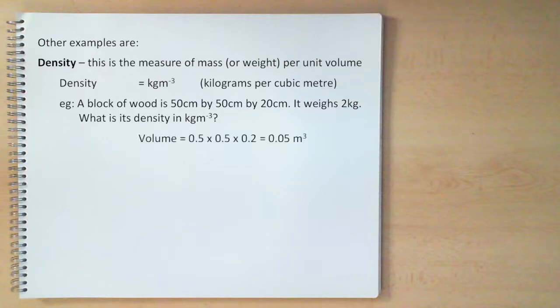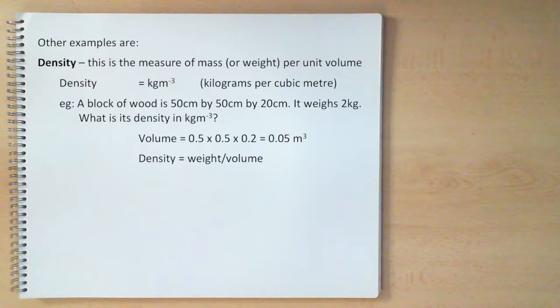Then you can use those revised values to work out the volume, which is 0.5 times 0.5 times 0.2, which equals 0.05 meters cubed. Now density is equal to the weight divided by the volume. Now you either know that, or you can actually work it out from the units, because we've got a mass unit, the kilograms, and we're dividing by a volume unit. So the density is the weight divided by the volume.